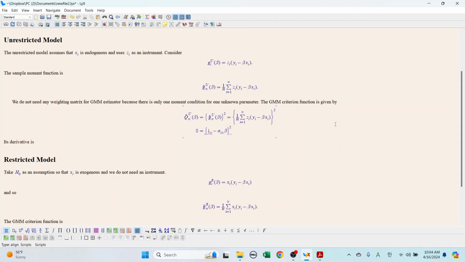In the question, actually I wrote it like this. Basically you can rewrite this as the summation of the average of z_i times y_i minus beta times the sample average of z_i times x_i. So the sample average of xz is written this way, and the sample average of z times y is written this way, right? You can find the notation in the homework, and then its derivative is much easier to calculate.